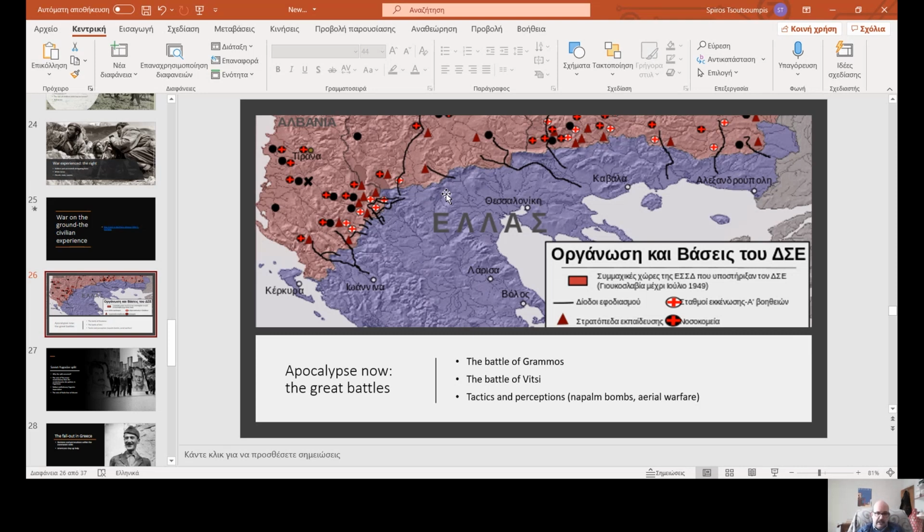And this leads them to pursue a different policy, of static warfare. So by late 1948, there is widespread conventional warfare on the northern borders of Greece, where new methods are being tested. For instance, the government uses napalm bombs to dislodge the communist forces from their hideouts and bases on Greece's northern border. And this is the first time napalm bombs were being used. They're going to be used later on in Vietnam.